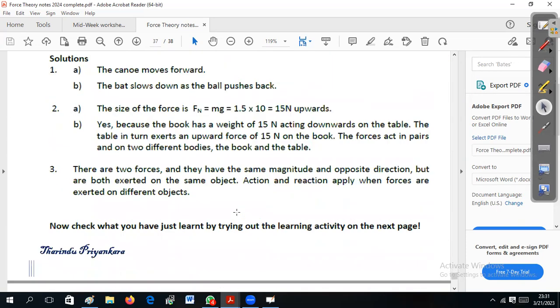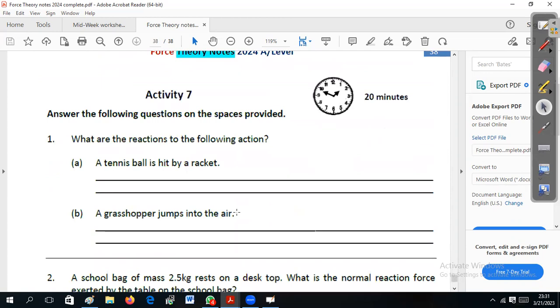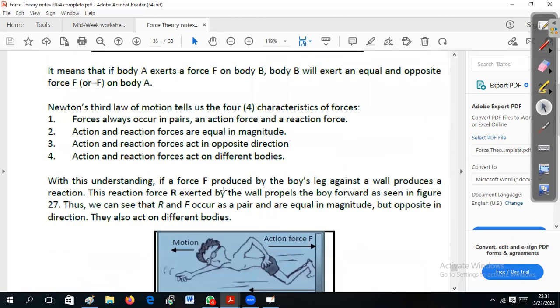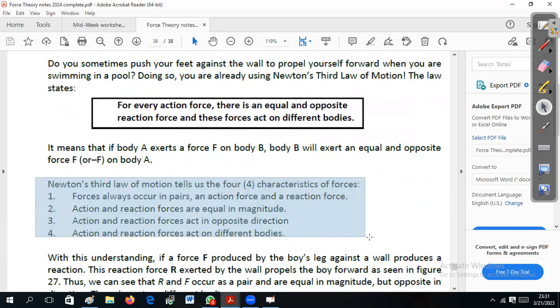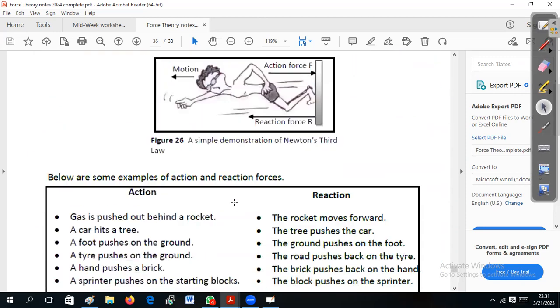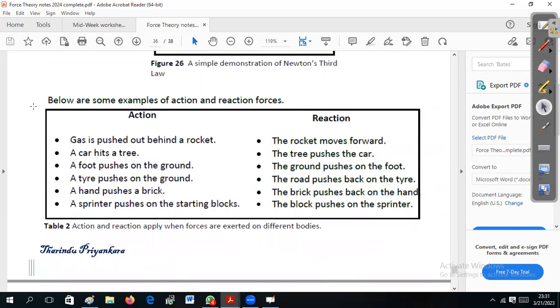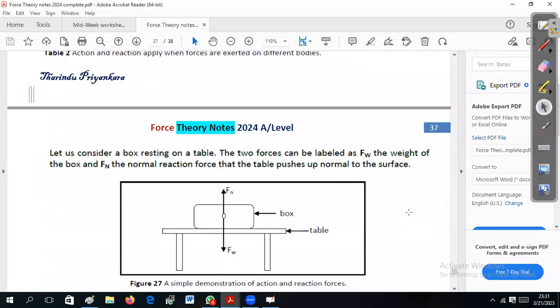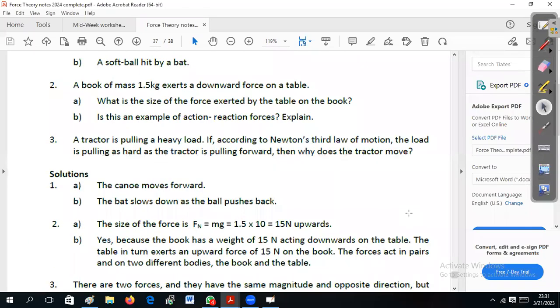I just explained to you. Newton's third law is nothing but the proper definition, number 1. And remember these 4 characteristics. And the last thing is a few examples of what is action and what is reaction. That's more than enough for you.